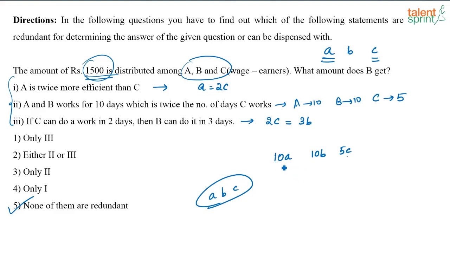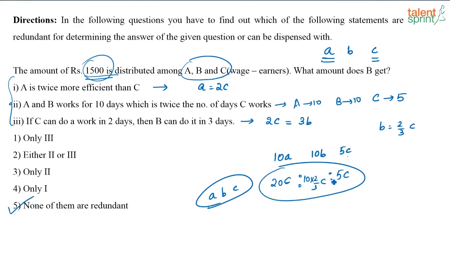For example, here I know A is equal to 2C. So 10A is nothing but 20C, and this is 5C. And what is 10B? Now 2C is equal to 3B, or B is equal to 2 by 3 C. So I will have 10 into 2 by 3 C. So basically I will represent the units of work done by each of them in terms of C, and this is the ratio in which I have to distribute the money, because this is how much work each of them has done. You need not solve all this.